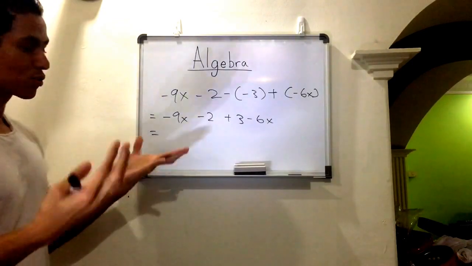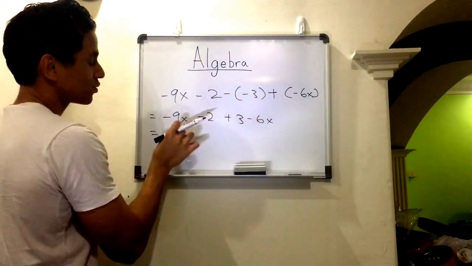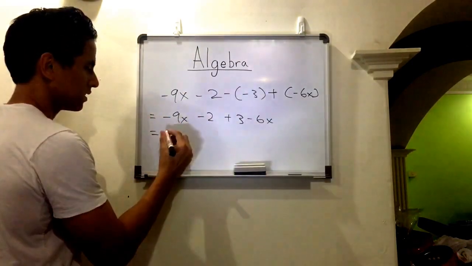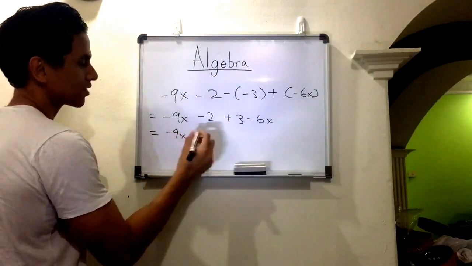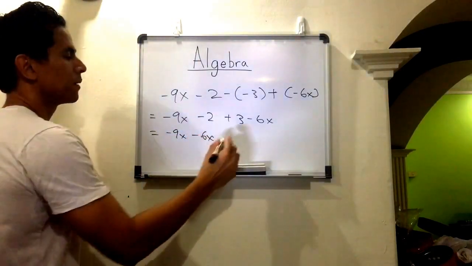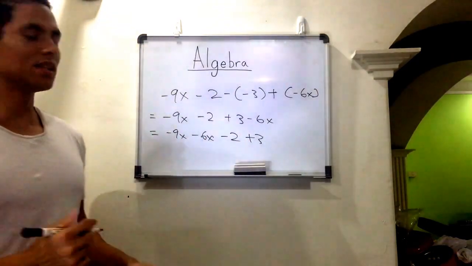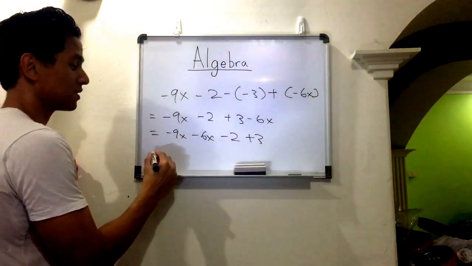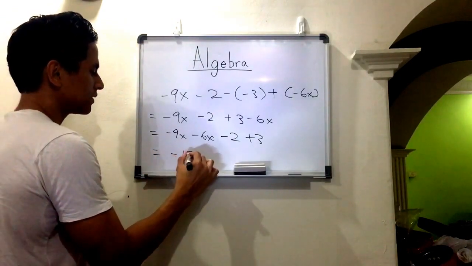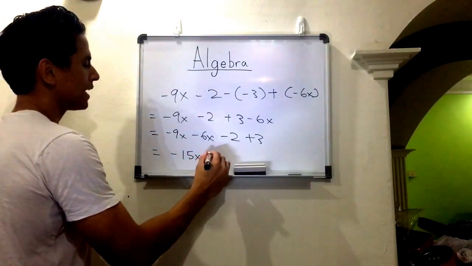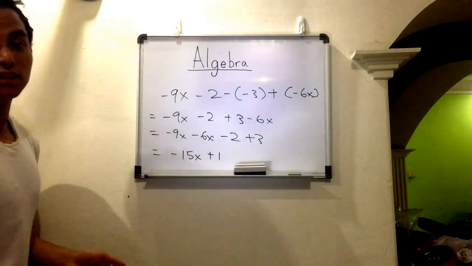So now, let us group it. We should put the x's together and the numbers together. So minus 9x, minus 6x, minus 2 plus 3. We're grouping them together. So now we can see, this will just reduce to simply negative 15x plus 1. So this would be the final answer.